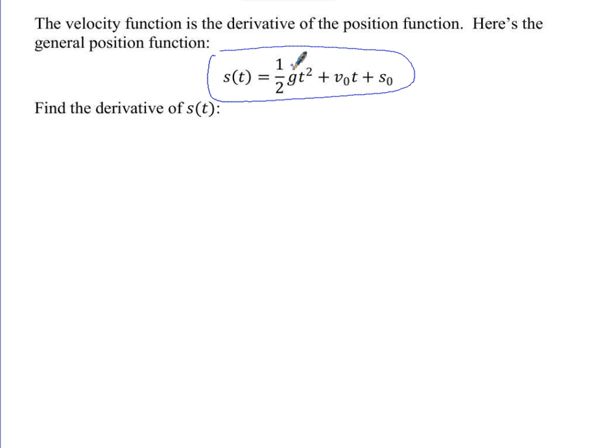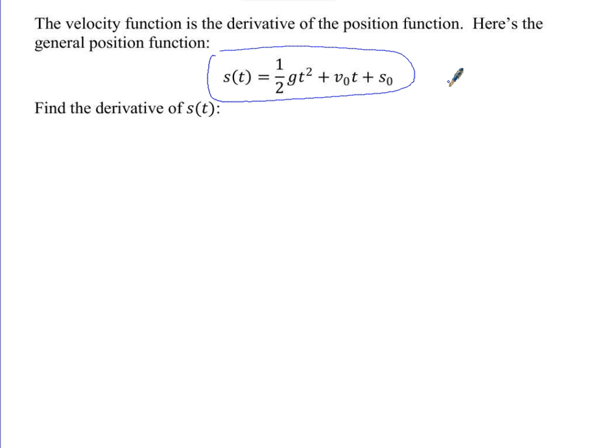1/2 times, what's that G probably represent? Gravity. So it would be acceleration due to gravity, yes. T is probably time. V naught is probably which velocity? Your initial velocity. S naught is probably initial position. This is the position function. This is the general position function for free fall motion. Okay? Generally.